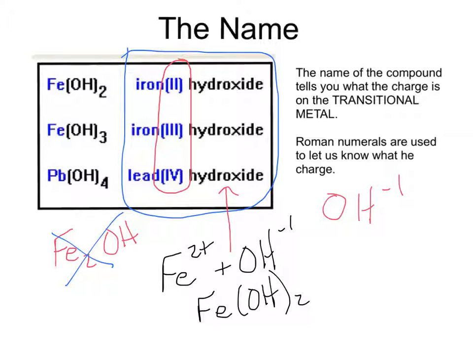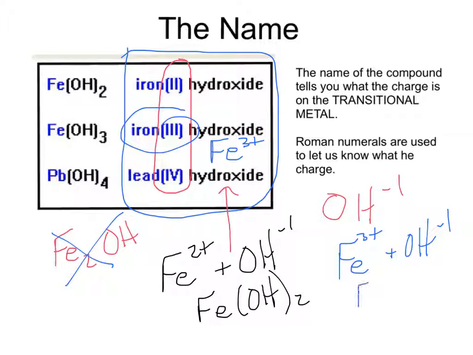Each one of these is going to tell us what the charge is on this. So if I'm looking at this one here, that shows me I have iron with a 3+ charge. The hydroxide stays the same. So now I've got iron with a 3+ charge plus hydroxide with a -1 charge. So I'm going to have iron hydroxide, and it's going to take 3 of them to balance out because the Roman numeral tells me what the charge is.